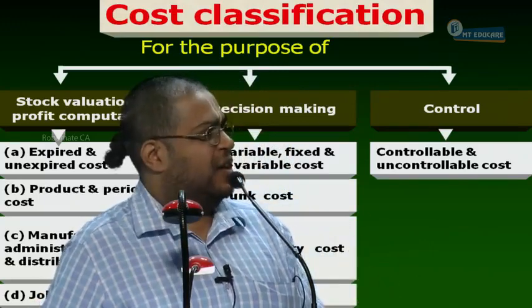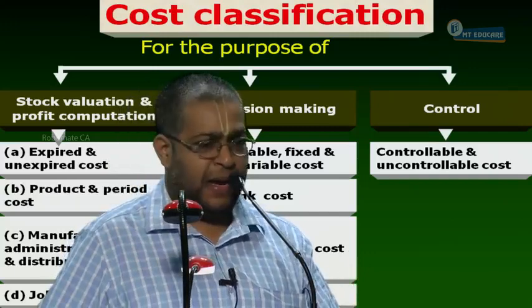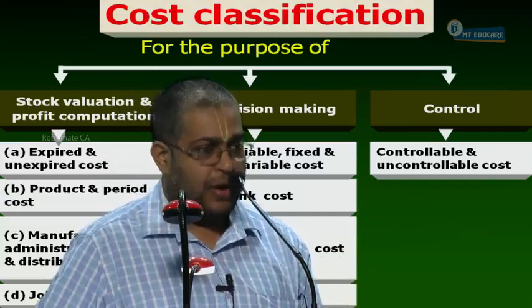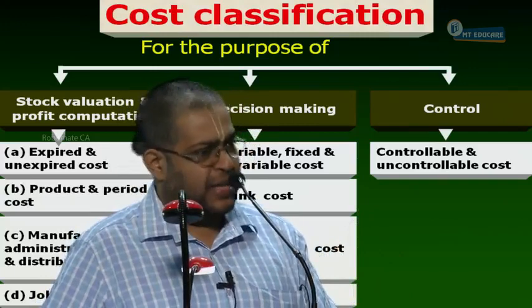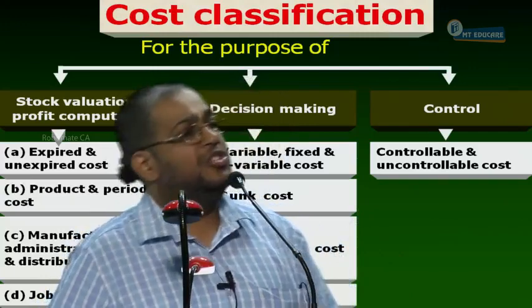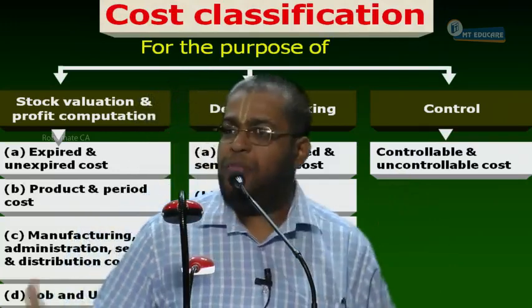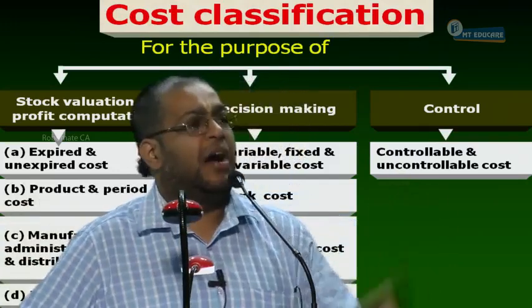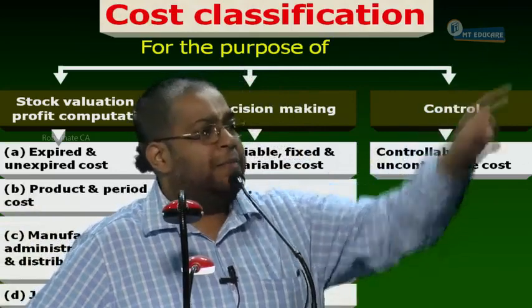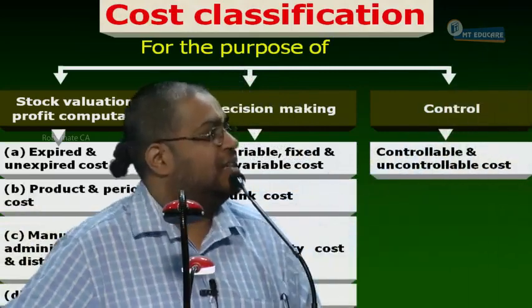Like that, I classify the cost as expired, unexpired. I classify the same cost as product, period. Manufacturing, administration, selling, distribution. Job, unit cost. Why do I classify this? Because I want to find out my company profit and value my stock. Are you following what I am saying? For that purpose, this is how you should classify the cost.